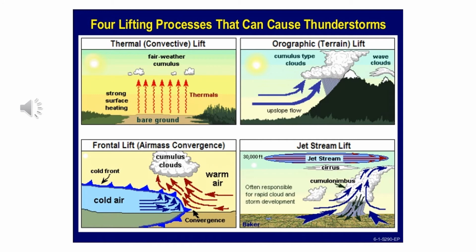Orographic lift is an upflow that pushes up over some type of terrain, such as mountains, and this will cause rain on the foreside of the mountain. And then there is a frontal lift, where both warm air and cold air push together, and as they push upward, they form cumulus clouds.